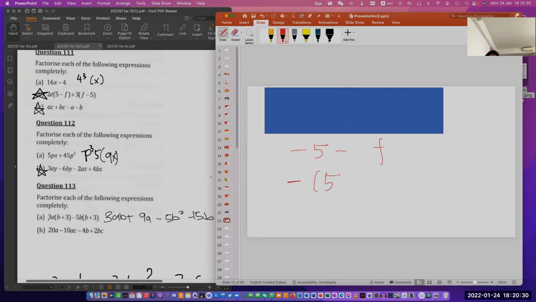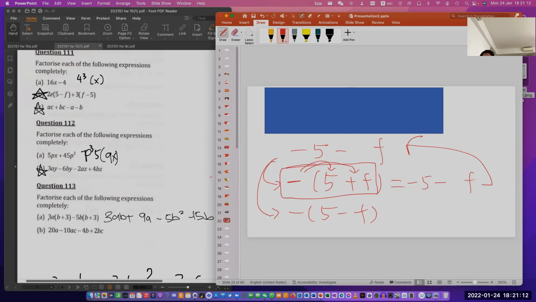There are only two possibilities, either 5 plus f or 5 minus f. I mean, this one can go to this or this. One of these is correct. So which one is correct? How do you test? Open the bracket to see which one can give you minus 5 and minus f. First arrow, minus 5. Second arrow, minus plus f, so minus f. Oh yeah, so the first one gives you the original. So it means your transformation is correct.